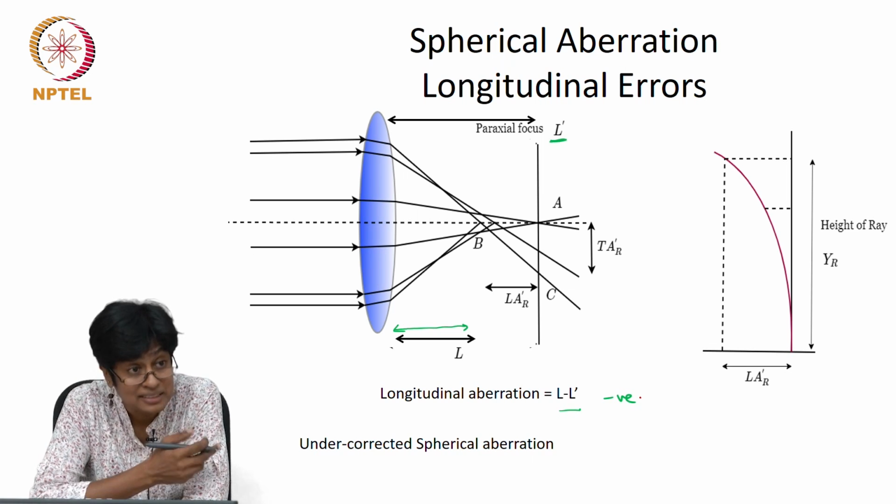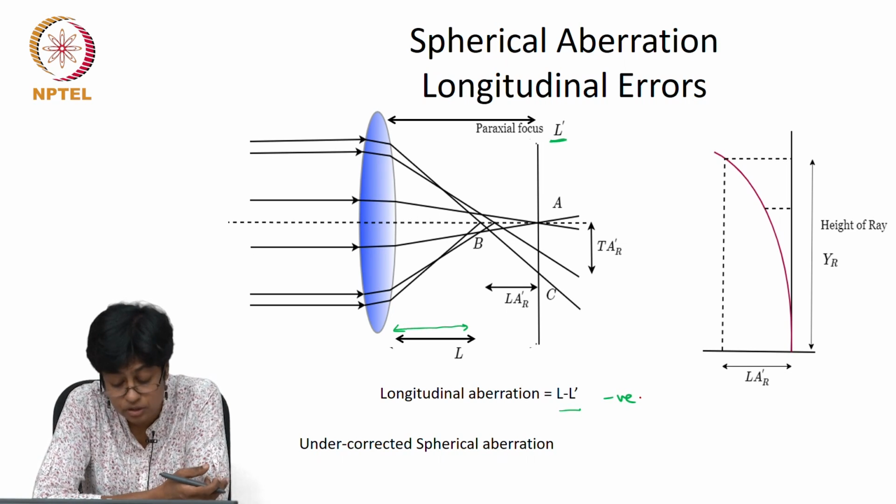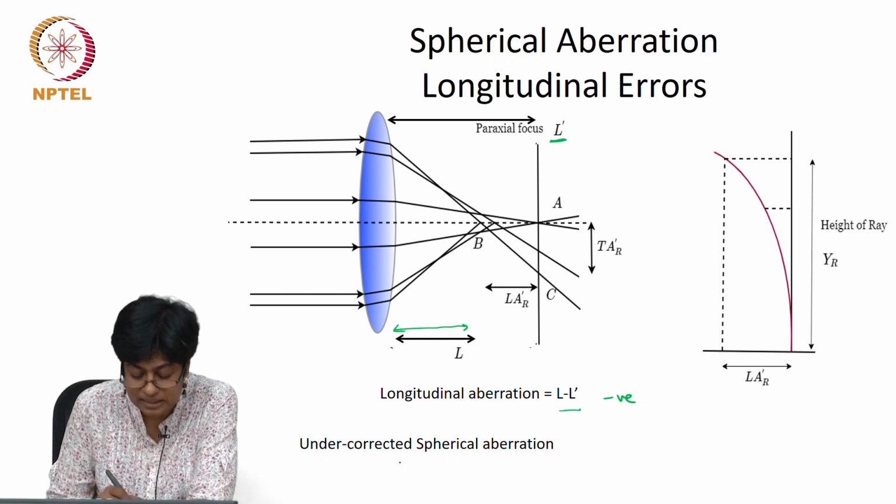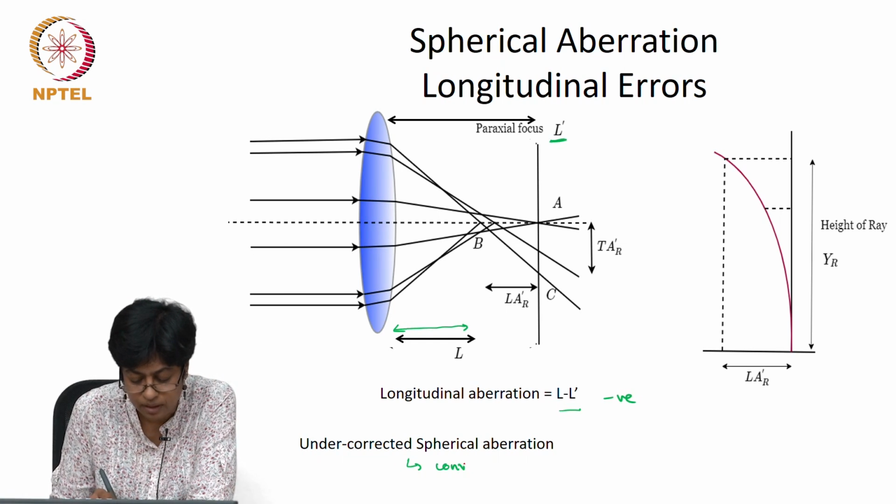And this is undercorrected spherical aberration. So it's negative in nature, and it is typically what you see when you have converging or convex lenses.